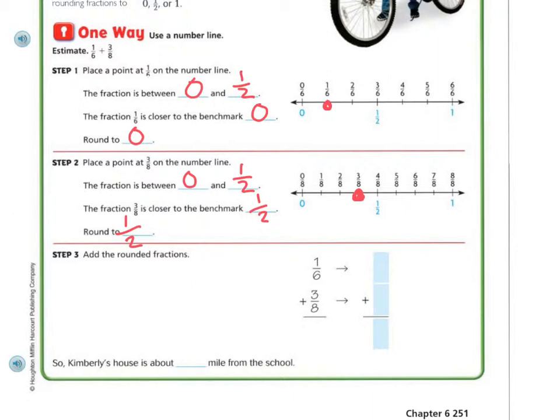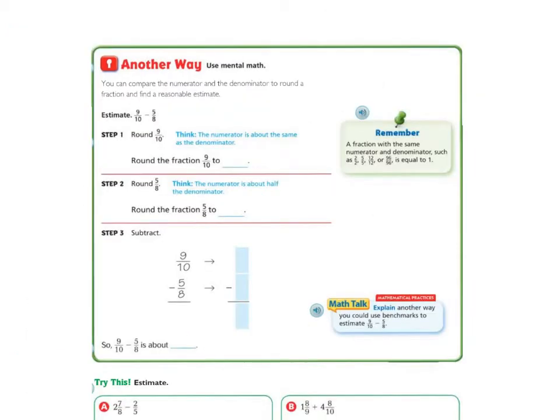So we're going to add the rounded fractions. So 1/6 was closer to 0, and 3/8 was closer to 1/2. So if I were to add those together, my answer would be 1/2. So Kimberly's house is about 1/2 mile from the school, because we're estimating.